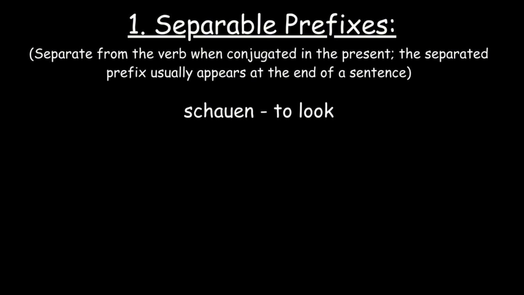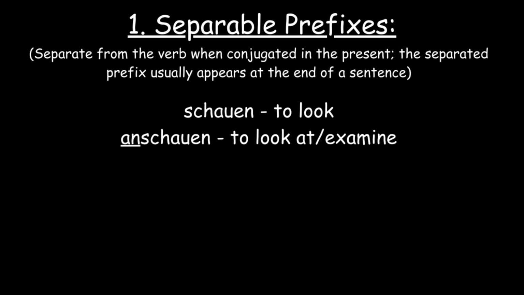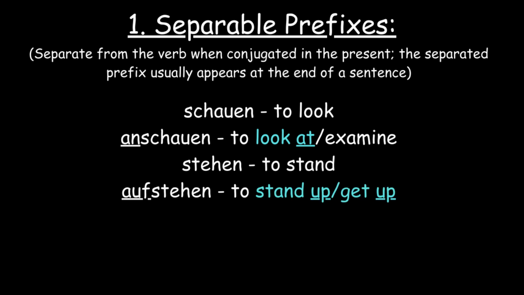For instance, schauen means to look, but with a prefix, anschauen can mean to look at or examine. In this case, it's possible to get a meaning of a preposition. Another verb is stehen, to stand, and with a prefix, we have aufstehen, to stand up or get up.